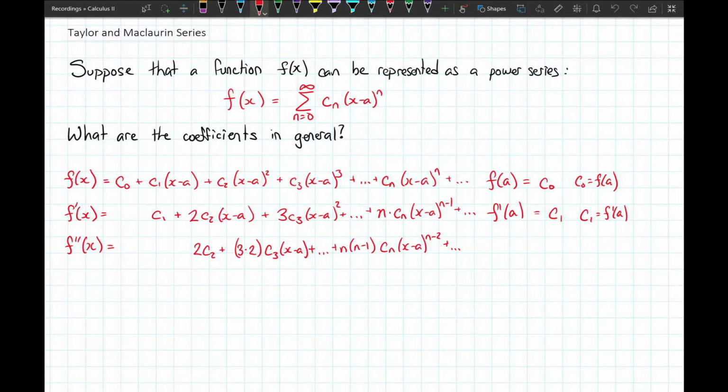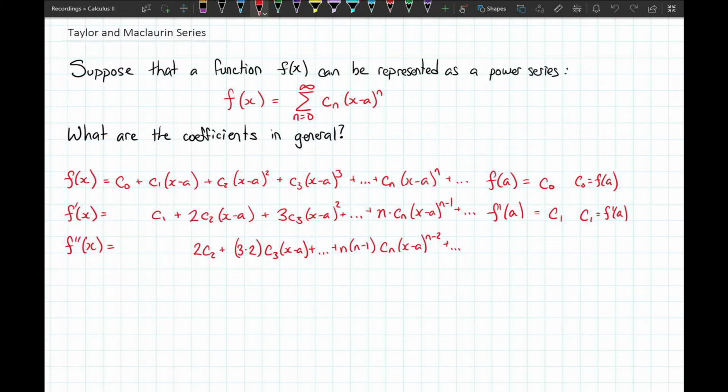But to try to get a better pattern, rather than writing 6, let's just keep that as 3 times 2 for a moment. And you'll see in this nth term in general, if we take its derivative once, we'll get n multiplying the coefficient, and the new power will be n minus 1. And if we take another derivative, we're going to get n times n minus 1, and the new power is going to be n minus 2. So be careful. We'll have to see where this pattern goes.